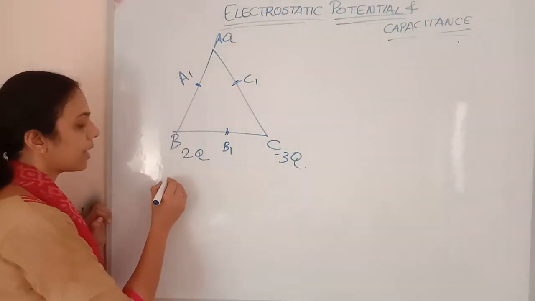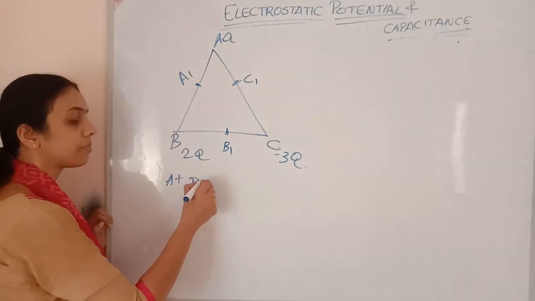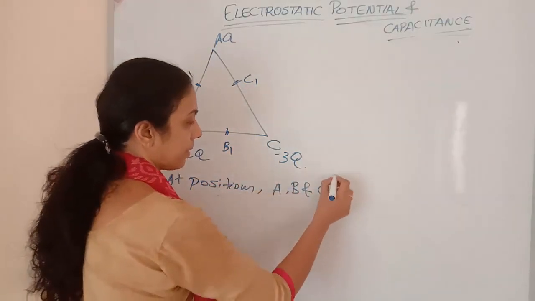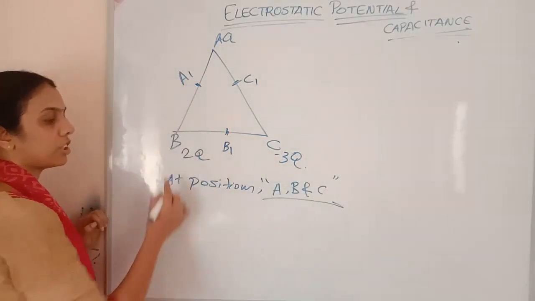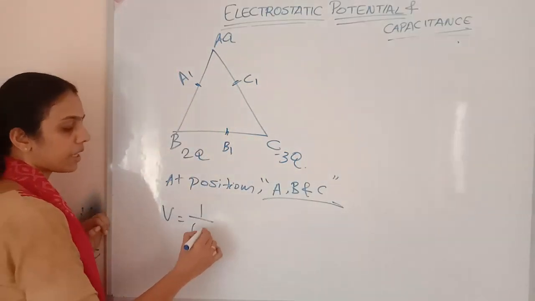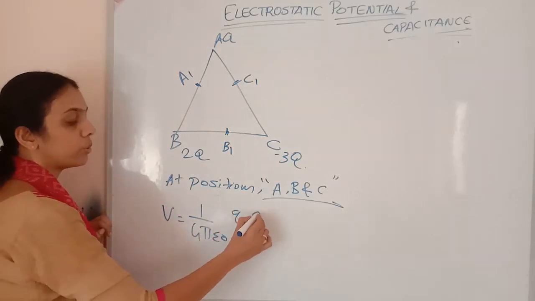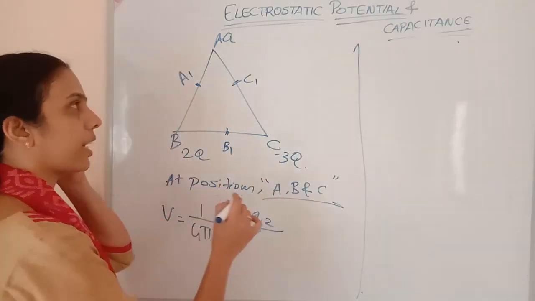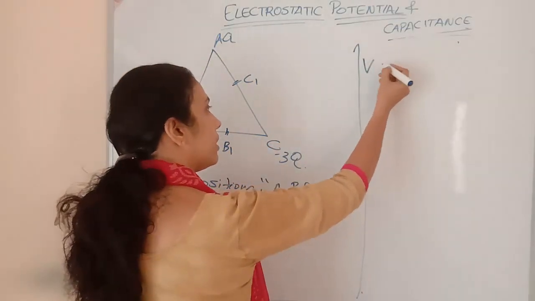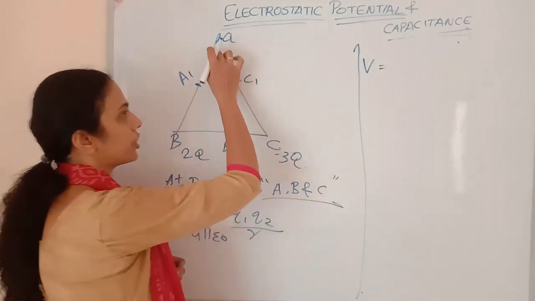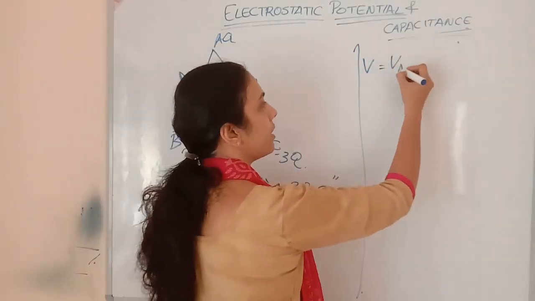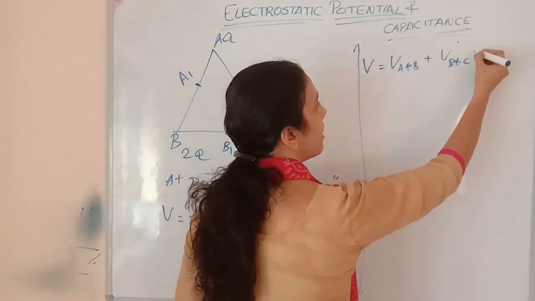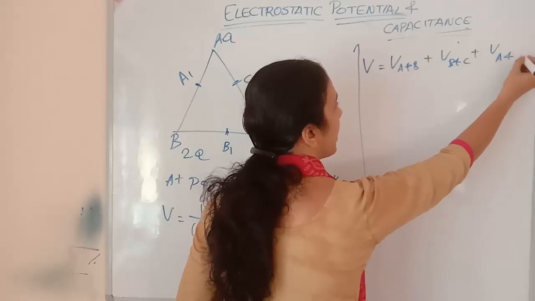So initially, at positions A, B and C, what is the potential energy? 1 by 4 pi epsilon 0 Q1 Q2 by R. This is the equation, right? So using this equation we can find out the total potential energy: the potential energy between A and B, plus the potential energy between B and C, plus the potential energy between A and C.